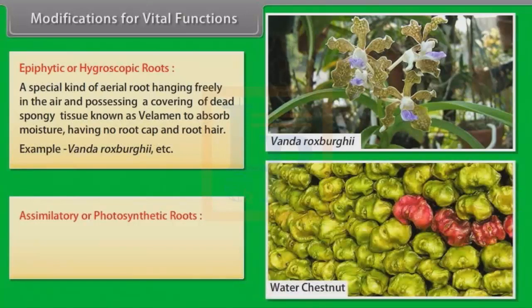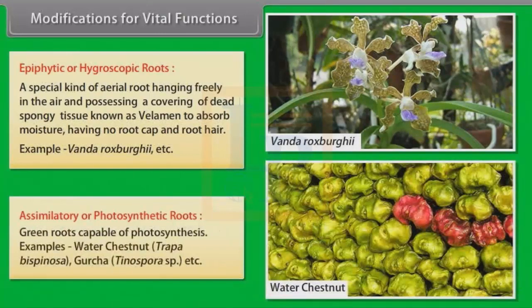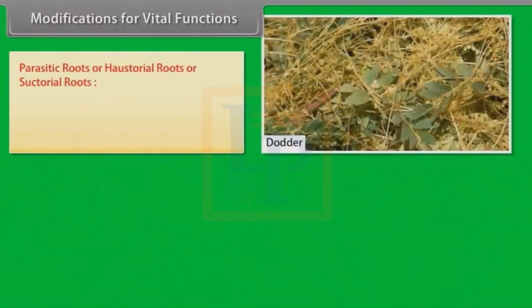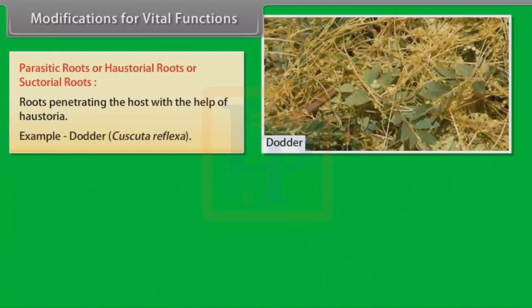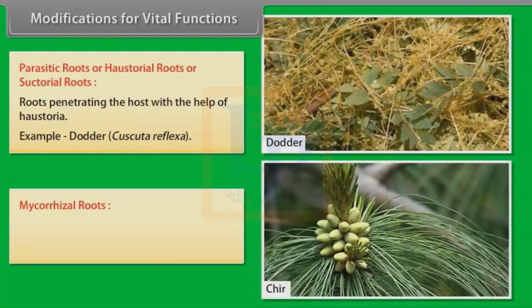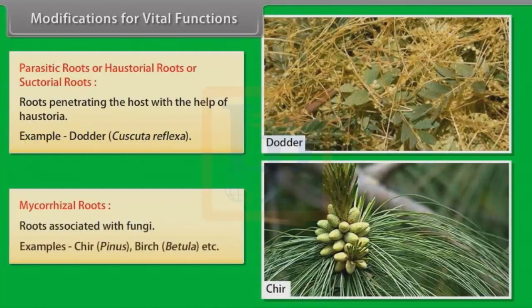Assimilatory or photosynthetic roots. Green roots capable of photosynthesis. Example, water chestnut, etc. Parasitic roots or haustorial roots or suctorial roots. Roots penetrating the host with the help of haustoria. Example, dodder. Mycorrhizal roots. Roots associated with fungi. Examples, pine, birch, etc.